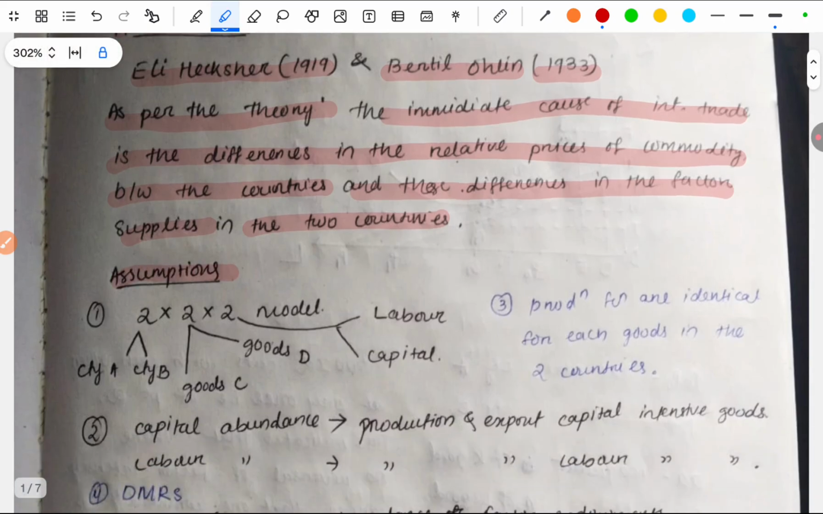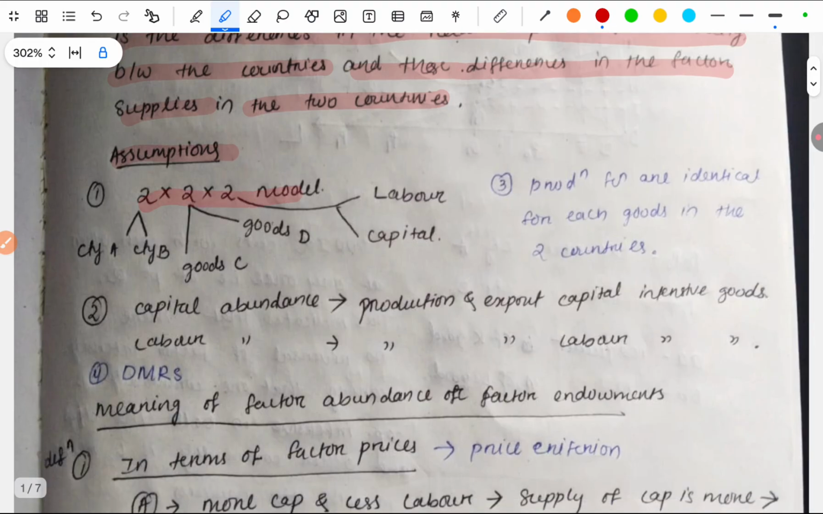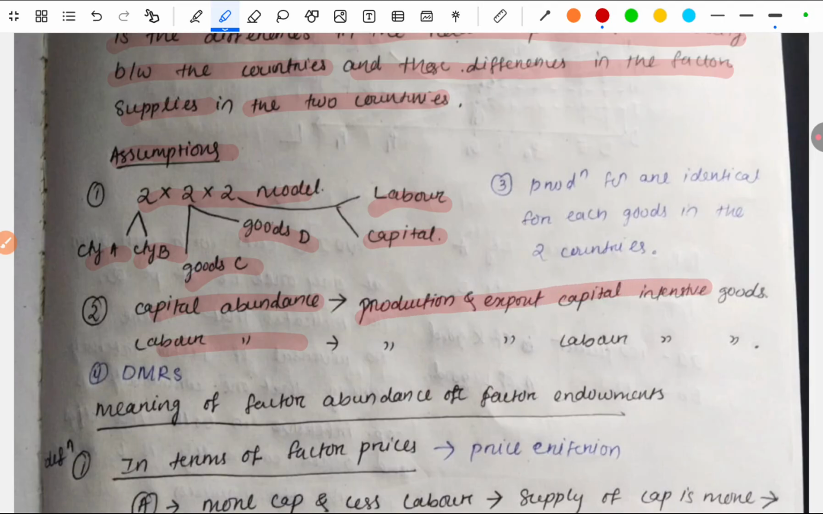Some assumptions. It is called the 2x2 model: two countries, country A and country B, with two goods, good C and good D, and two factors of production, labor and capital. The second assumption is that country A is capital abundant and country B is labor abundant, and A will produce and export capital-intensive goods, while B will produce and export labor-intensive goods. Third, the production function is identical for each good in the two countries.